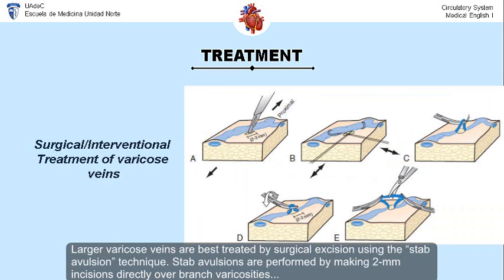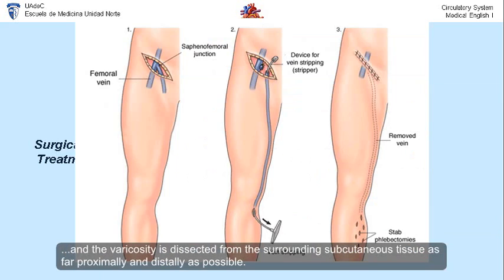Larger varicose veins are best treated by surgical excision using the stab avulsion technique. Stab avulsions are performed by making a 2 mm incision directly over branch varicosities, and the varicosity is dissected from the surrounding subcutaneous tissue as far proximally and distally as possible.